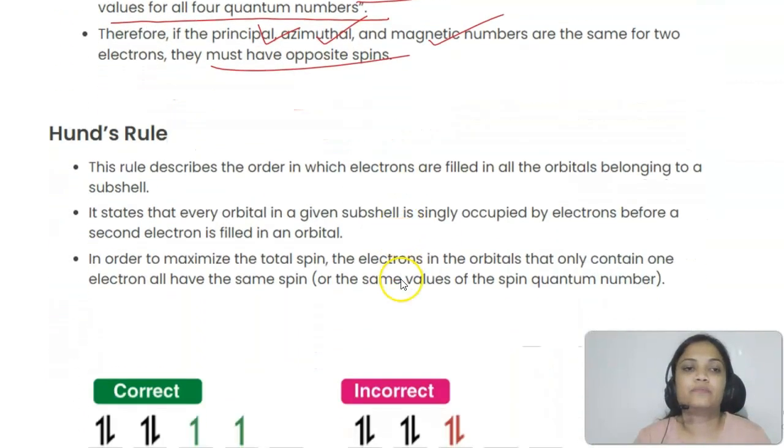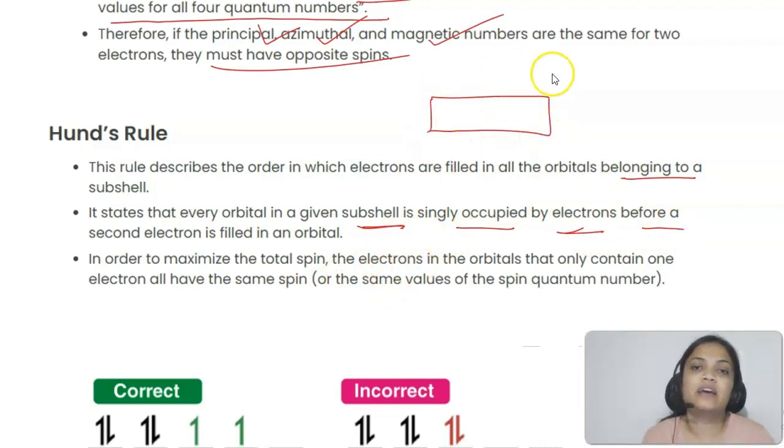Okay, next. Hund's rule. Hund's rule actually tells us about the order in which electrons are filled in the orbitals belonging to a subshell. So it says that every orbital in a subshell is singly occupied by electrons before a second orbital is filled. Again, that is very simple.